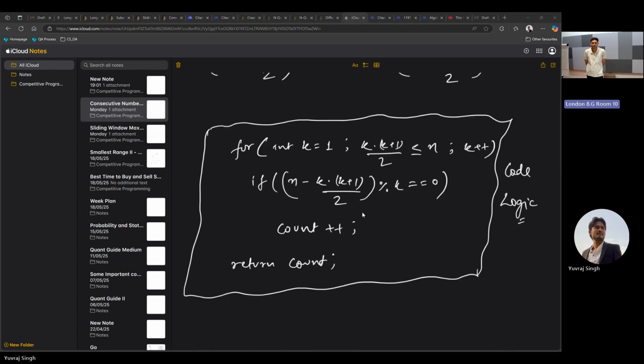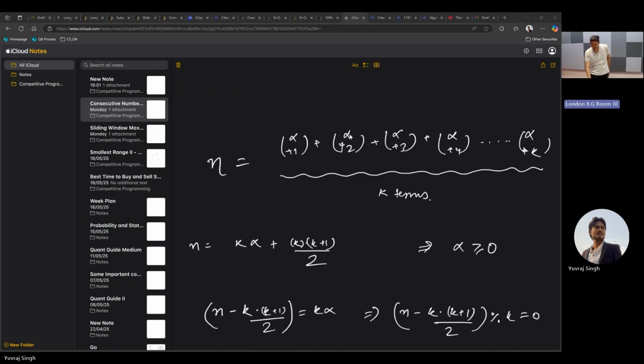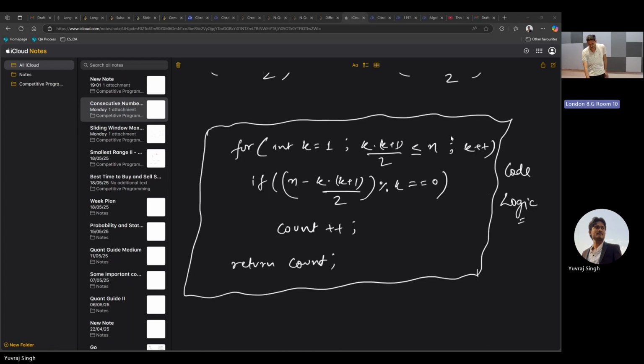So what we are going to do is use a for loop which starts from k equal to 1, and we increase the value of k until k into k plus 1 by 2 is less than n. The reason being, when alpha is 0, the summation of k consecutive terms cannot go beyond n. So that's why we have this inequality. I hope that makes sense.